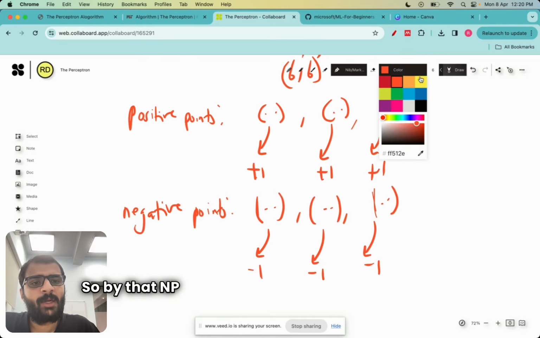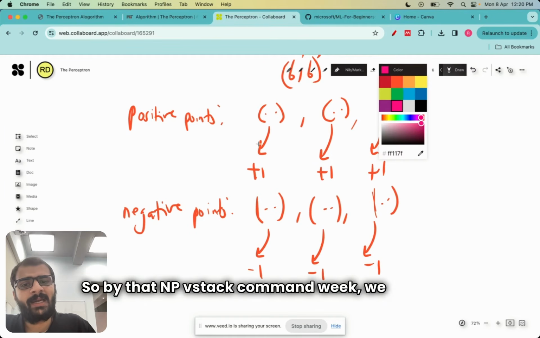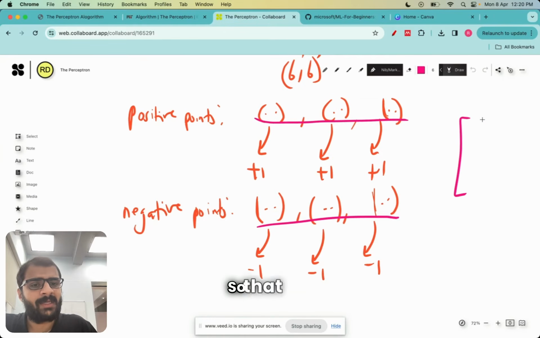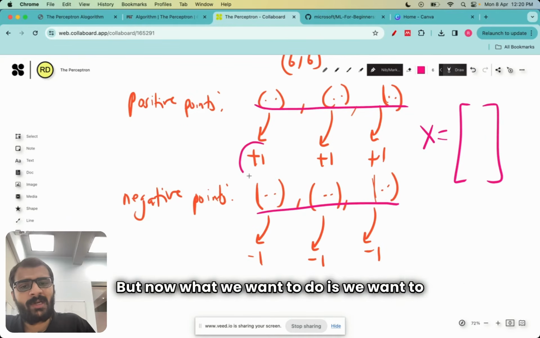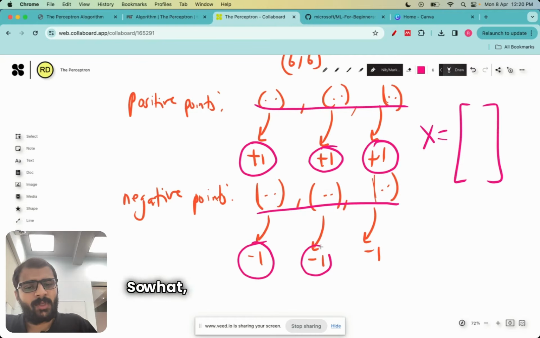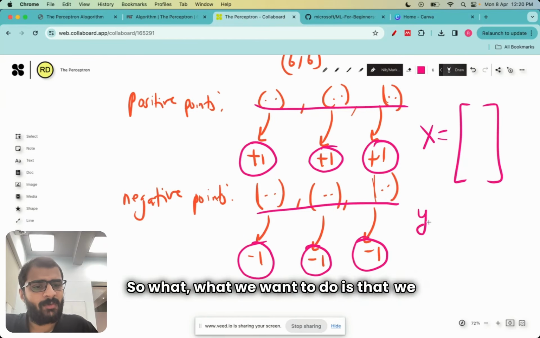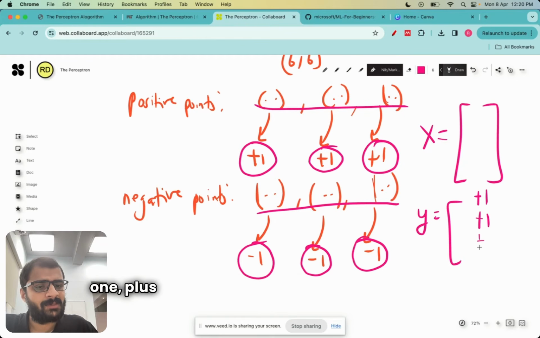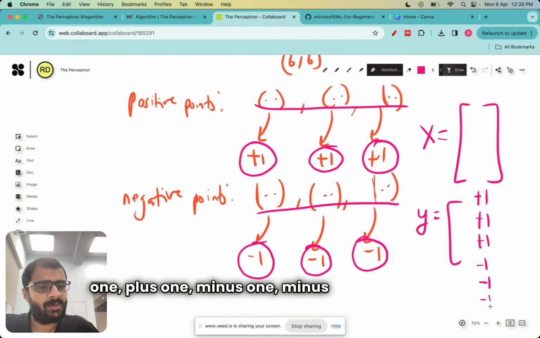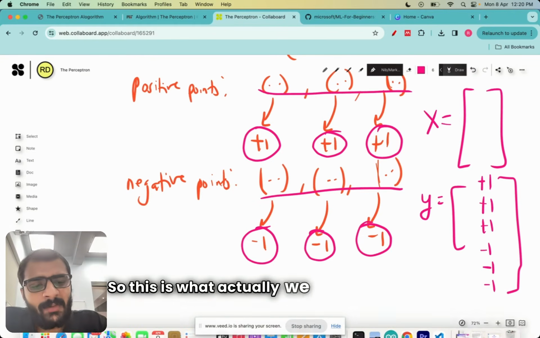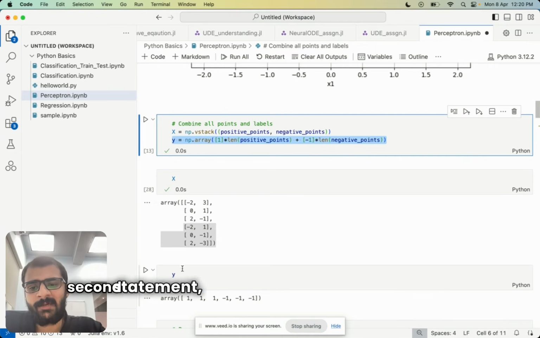So by that np.vstack command, we collected all these points into a single vertical array. So that is x. But now we want to collect all of these labels also in a vertical array. So we want small y to be equal to plus 1, plus 1, plus 1, minus 1, minus 1, minus 1. So this is what we are doing by this second statement.